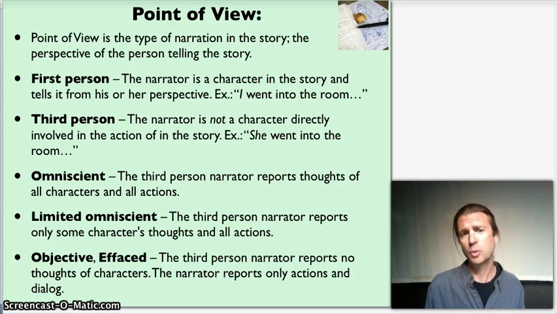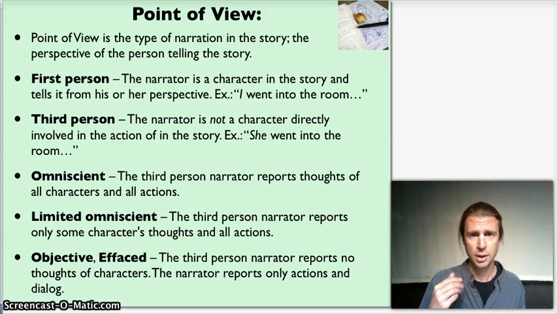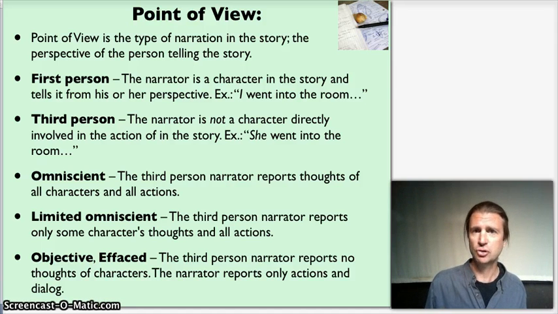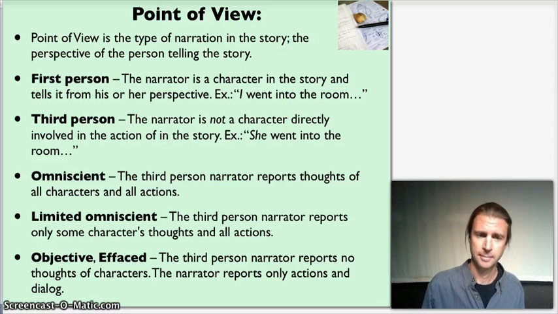So more common is what we call limited omniscient. And there, typically you'll have just one character's or possibly a few characters' thoughts and feelings, but just the actions and dialogue of the other characters. He walked into the room, he sat down, and he got out his notebook, and he wondered what the teacher would do. So in that case, that's limited omniscient. We know what the main character is thinking there, but we don't know what anybody else in the room has said, at least not yet, or what anybody else in the room is thinking.